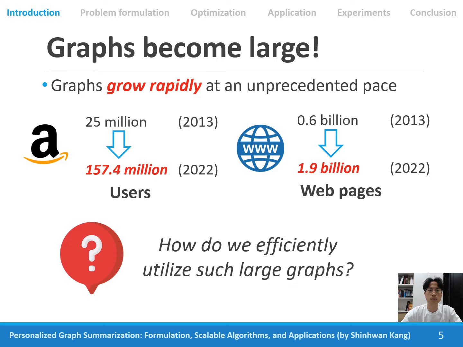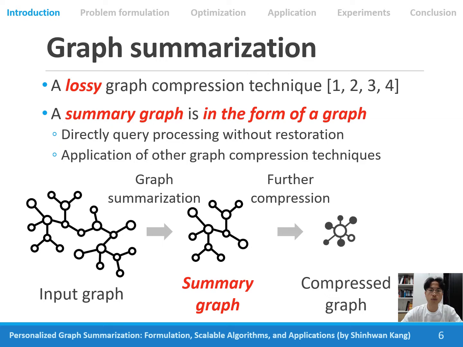Then, how do we efficiently utilize such large graphs? Graph summarization is a promising graph compression technique, and there are two types of graph summarization depending on the loss of information. In this work, we focus on the lossy version of graph summarization. As in the below figure, given an input graph, graph summarization compresses the graph into a summary graph. Since the summary graph is also in the form of a graph, we can directly process queries on the summary graph, and we also can apply other graph compression techniques to the summary graph for further compression.